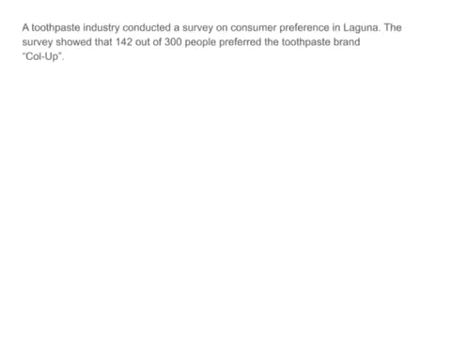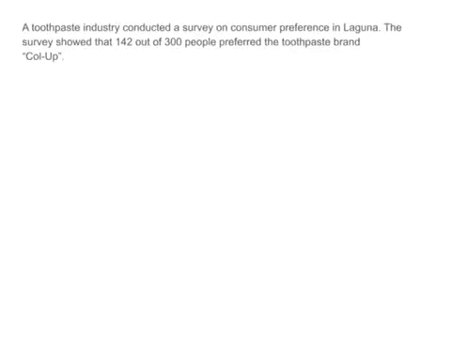Let us consider the following as an example for the estimation of one population proportion. Let's say there is a toothpaste industry located somewhere in Laguna province that conducted a survey on consumer preference. The survey showed that 142 out of 300 people preferred the toothpaste brand Call Up.